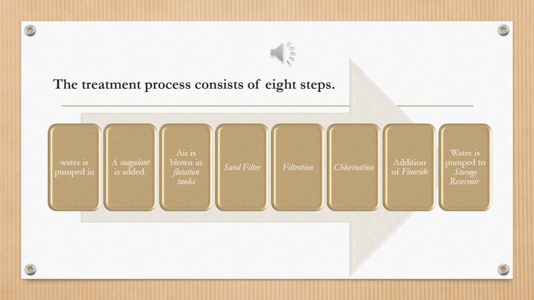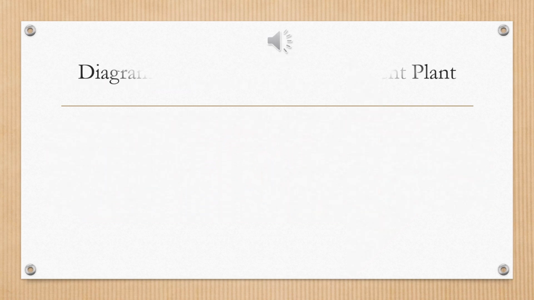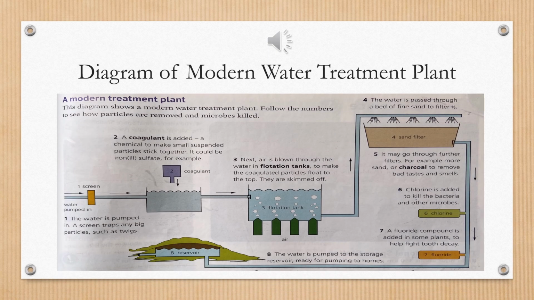Thus, the treatment process consists of 8 steps, namely: first, water is pumped in; second, a coagulant is added; third, air is blown in flotation tanks; fourth, sand filter; fifth, filtration; sixth, chlorination; seventh, addition of fluoride; and eighth, water is pumped to storage reservoir. Let us see these 8 steps in detail by looking at the diagram.